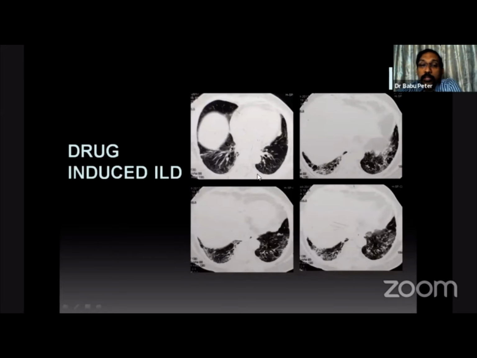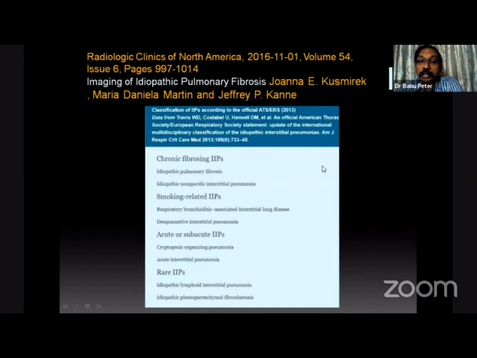So this patient was taking drugs for rheumatoid arthritis, and the patient developed basal reticulation. So this is due to a drug-induced interstitial lung disease.